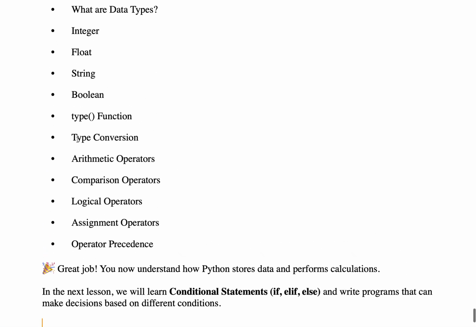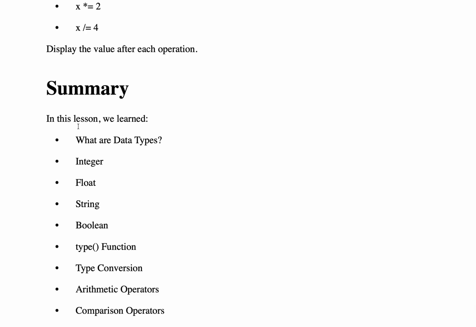So in this video, let's quickly revise today's lessons. Today we learned what data types are and why they are important. We understood that Python automatically detects the type of data stored inside variables. This feature is known as dynamic typing. We studied the most common data types: integer, float, string, boolean, NoneType. Then we learned how to check the type of a variable using the type function. After that, we explored type conversion using the built-in functions int, float, str, bool.